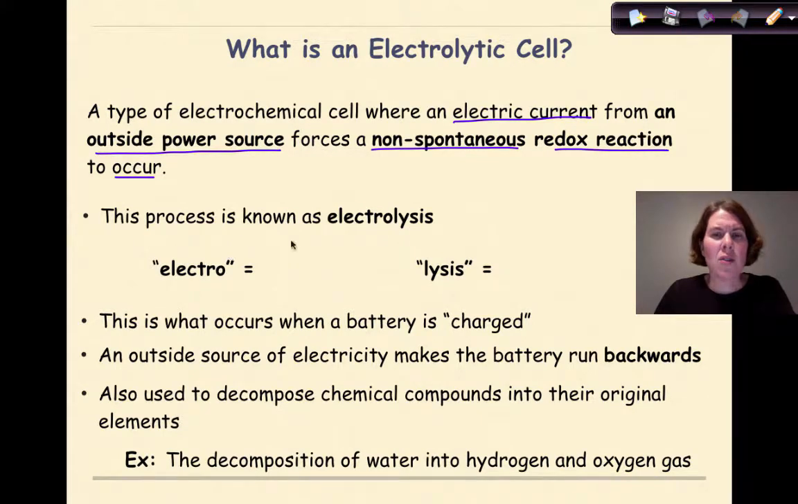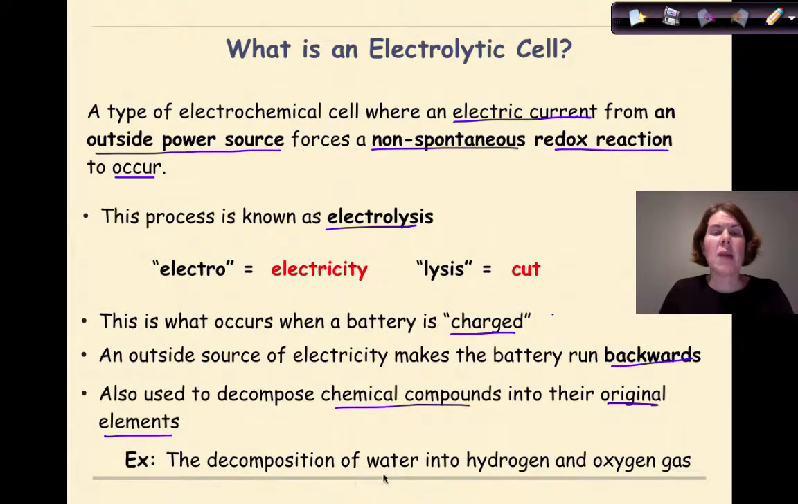This process is also known as electrolysis. And electrolysis literally means electricity, coming from electro, and lysis, which means to cut. So this whole process is what's happening when your battery is charged. In other words, an outside source of electricity makes the battery run backwards. It's also used to decompose chemical compounds into their original elements. So for example, the decomposition of water back to elemental hydrogen gas and oxygen gas.